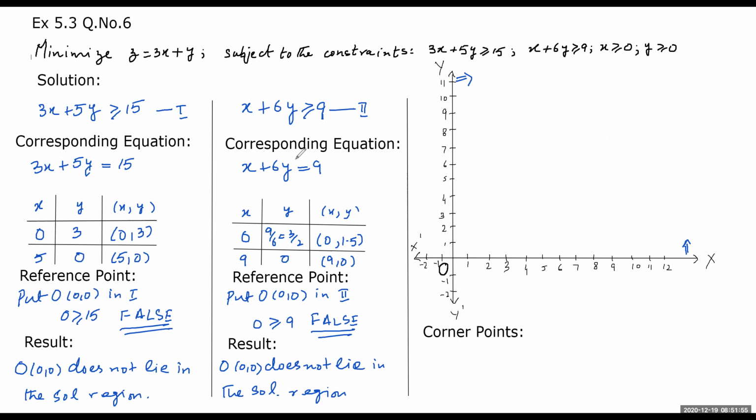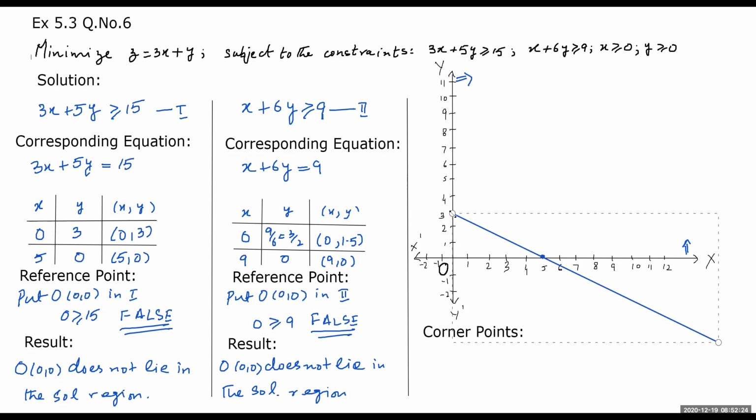And now let's plot the first inequality, 3x plus 5y is greater than or equal to 15. I'm going to draw this line with the help of these points. x equals 0, y equals 3. This is my first point. Then x equals 5, y equals 0. This is the second point. Join the two with the help of a straight line.